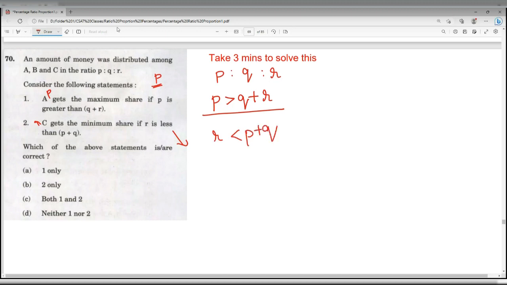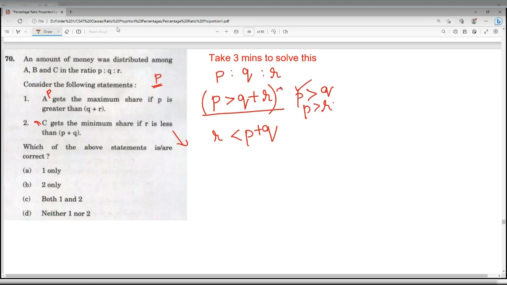So what we have to do is find out whether A will get the maximum share if P is greater than Q plus R. Using this, we have to see whether P is the highest, that is, P is greater than Q and P is greater than R. If in these two cases P is greater than Q and P is greater than R, then P will be the highest number, so A would get the highest share. But we have to see whether that is correct or not.